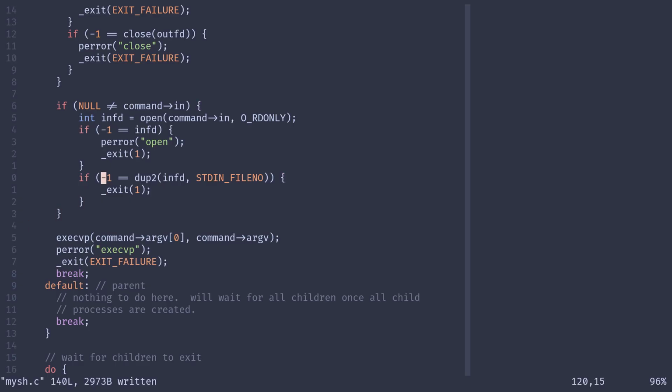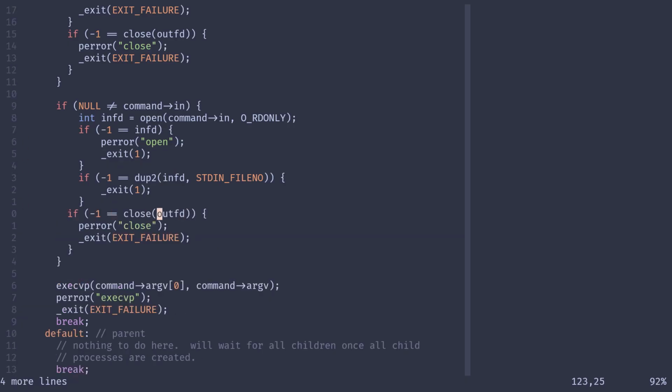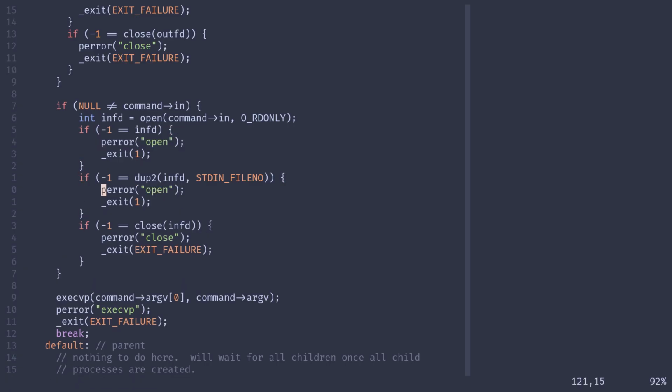Okay, so we've successfully duplicated. Now, the last thing we want to do, what do we want to do with the file descriptor after we've redirected it? Close it. So I'll just copy this here. And a lot of this stuff you can just copy and paste when you're doing the assignment yourself. Okay, and I think that's it.